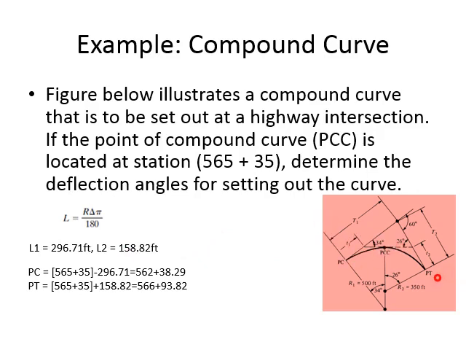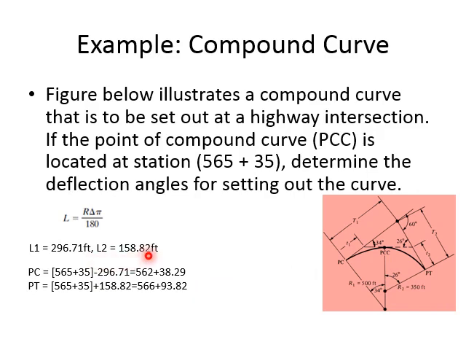First of all, PCC is given. I need to calculate PC and PT. For PC and PT, I need the length of each curve. The distance between PCC and PC is the length of the first curve, and from PCC to PT is the length of the second curve. For finding the length of any curve, this is the equation. For the first curve, I will use R1 = 500 feet and delta 1 = 34 degrees, so you get L1. For the second curve, I will use R2 = 350 feet and delta 2 = 26 degrees.